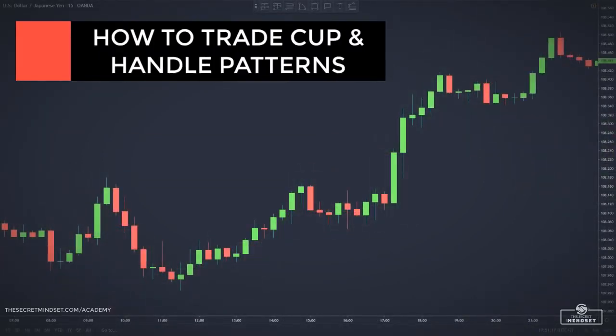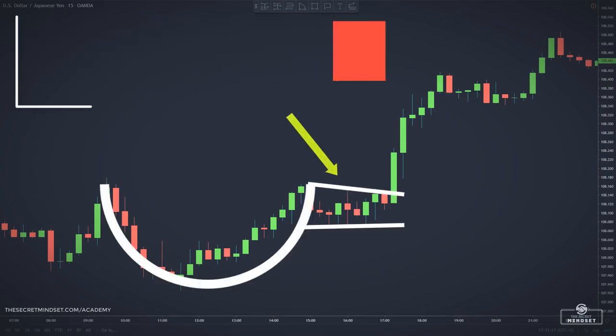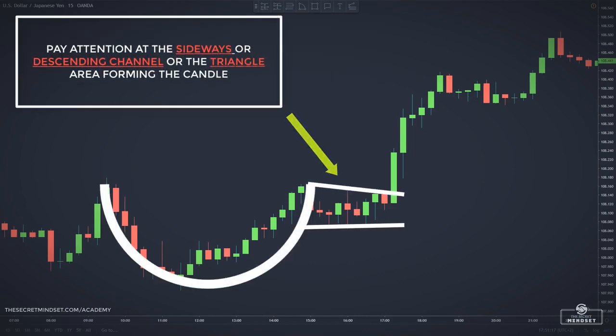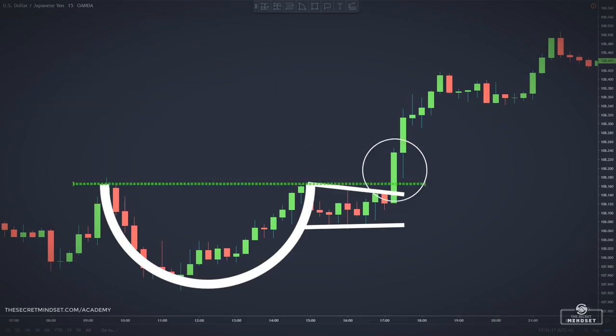Now, how to enter a cup and handle trade? First, wait for a handle to form. The handle often takes the form of a sideways or descending channel or a triangle. Look for buy entries when the price breaks above the top of the channel or the triangle. When the price moves out of the handle, the pattern is considered completed and the price is expected to rise.